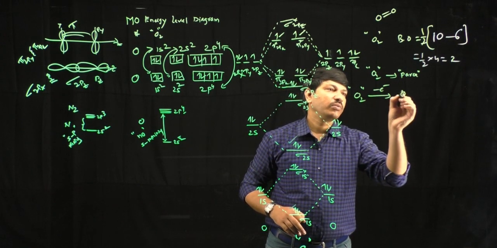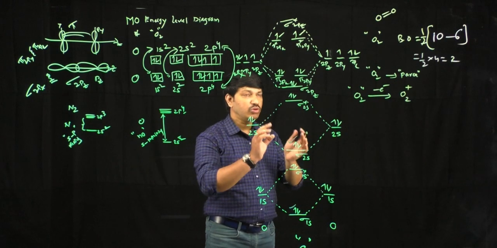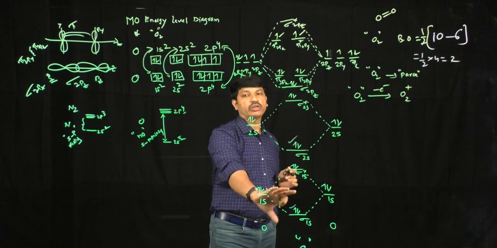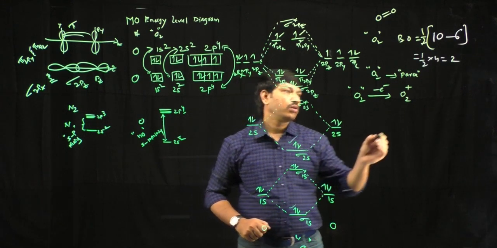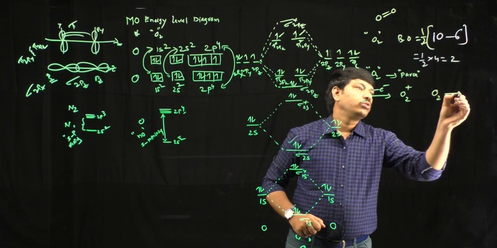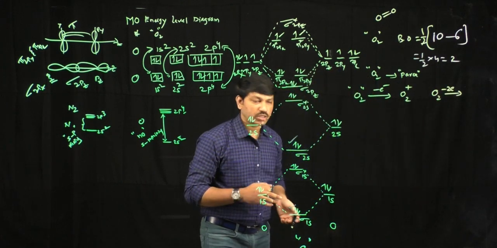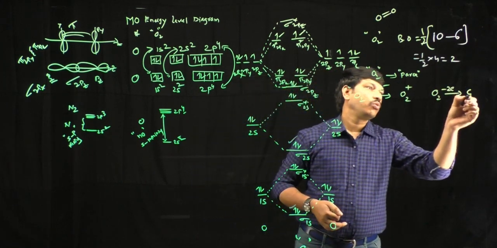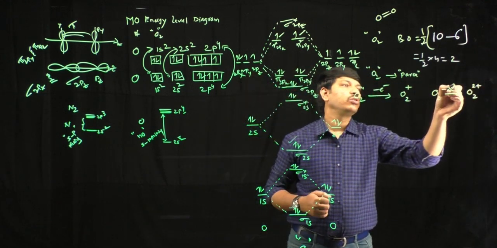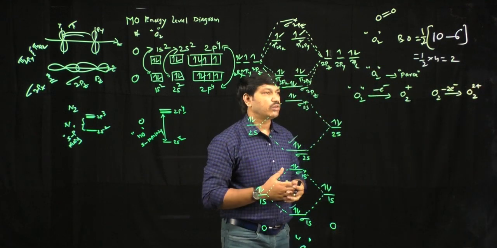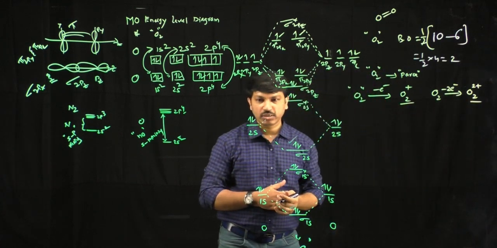If we remove one electron from the O2 molecule, there is a formation of O2+ species like this. Or if we remove 2 electrons from the O2 species, then there is a formation of O2 2+ species like this, because we have removed 2 electrons from the O2 molecule. So this is one of the O2 species, and these are also O2 species.